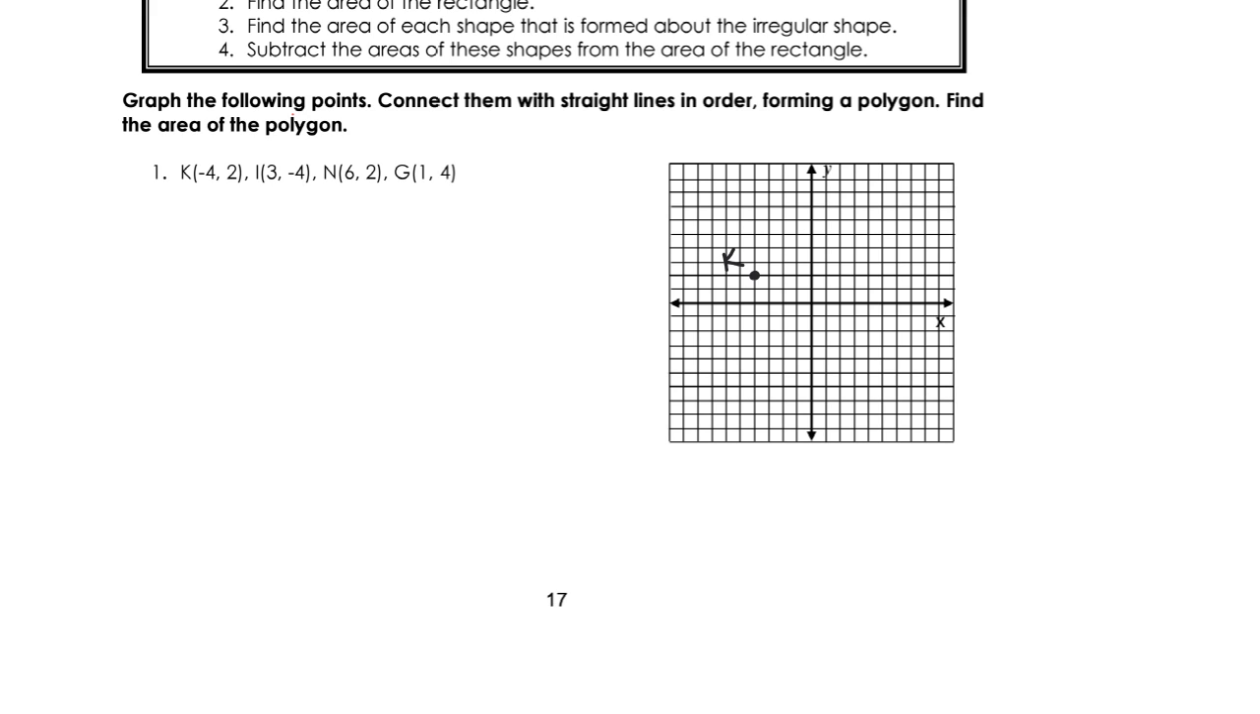I is at +3, -4. N is at +6, +2. And G is at +1, +4. And we're going to go ahead and connect our 4 points in order. So K to I to N to G and back.